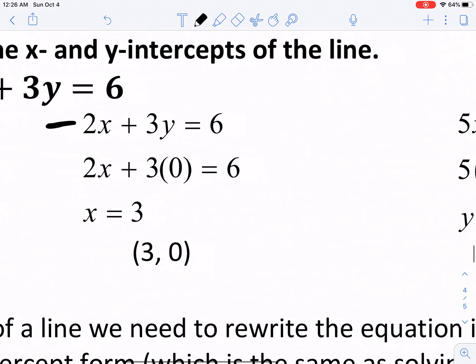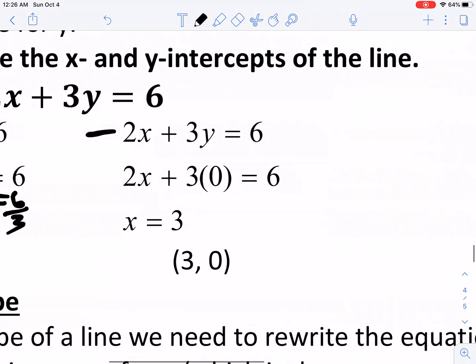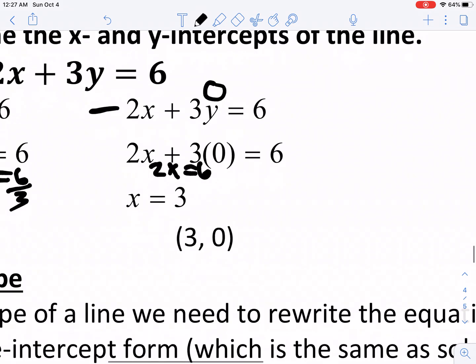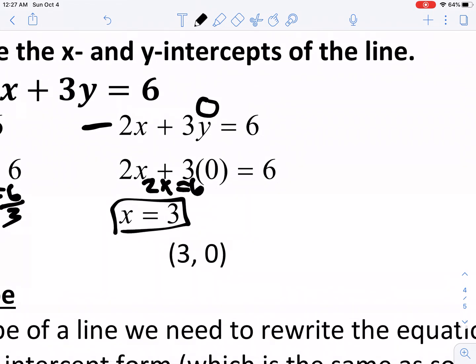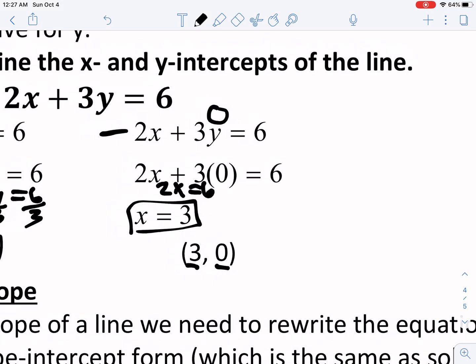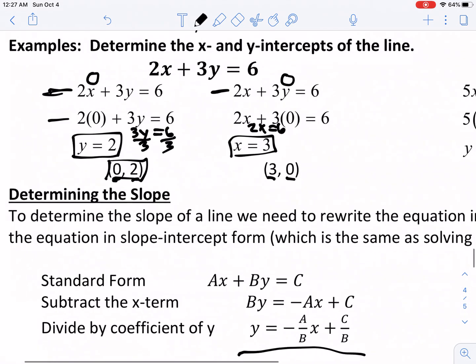Okay? Then similarly, to find the x-intercept, we have to let y be 0. Well, plugging that in, we get 3 times 0. And what is 3 times 0? 0, right? So we get 2x equals 6. Well, how do I solve that? Divide by 2 on both sides, and we get x equals 3. So what's my x-intercept? Well, x is 3, and we plugged in a 0 for y. Okay? So that's how we can find the intercepts.